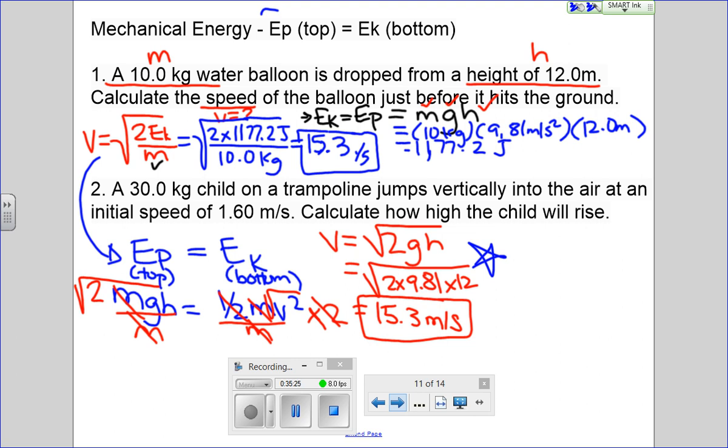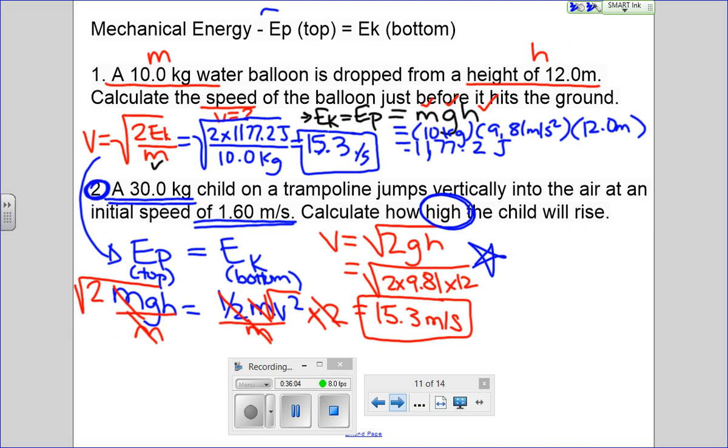Now, would anyone like to ask any questions about the first example? So the second example is based on the same principle. The mechanical energy is the same throughout. That means potential energy at the top and kinetic energy at the bottom are equal. In this question, you have a 30-kilogram child who's jumping on a trampoline. Here's their speed. And we would like to know how high the child will rise.